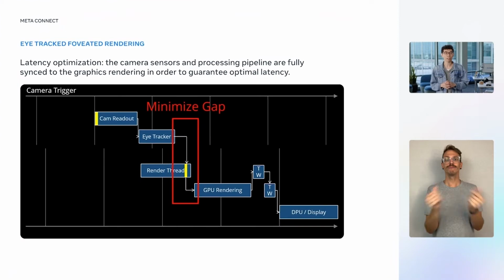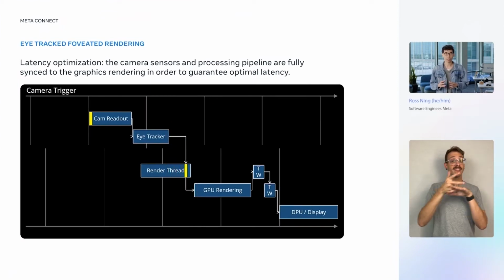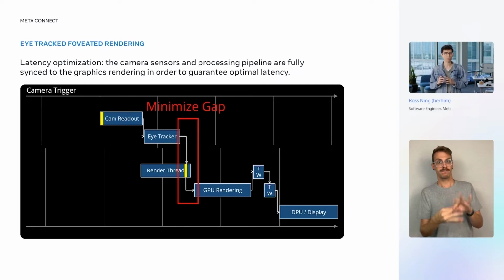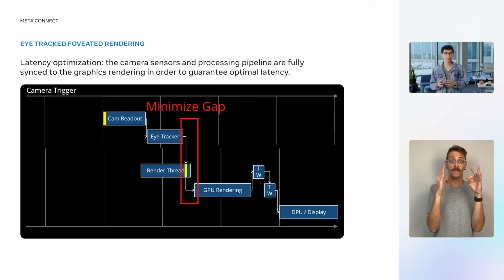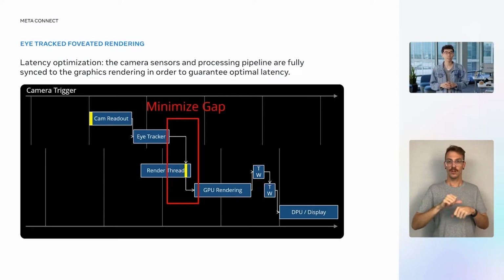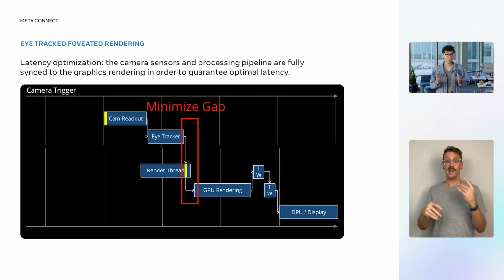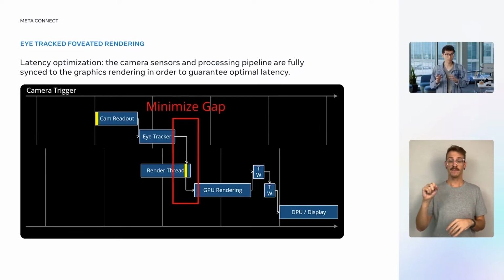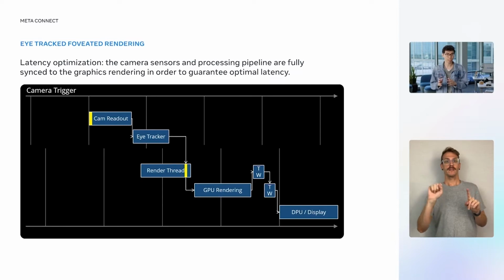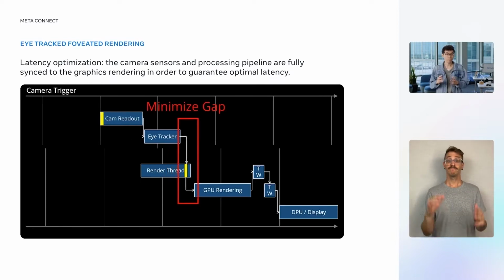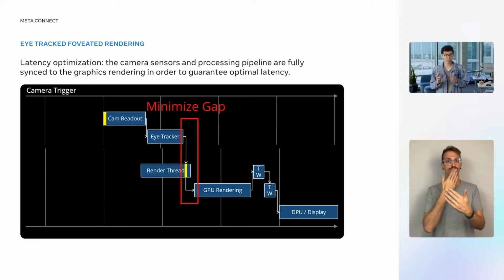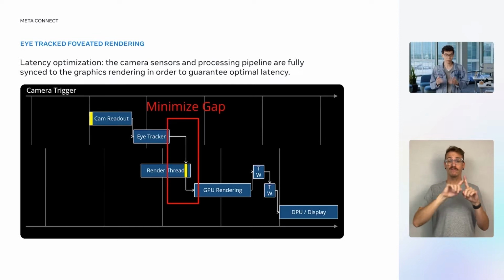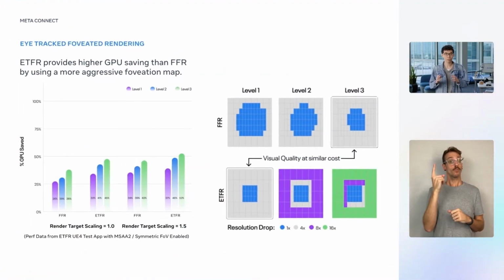In our ETFR pipeline, the camera sensors and the processing are fully synced to the rendering pipeline in order to minimize the latency between eye movement and the display time. The end-to-end latency measured in our UE4 application is roughly 46 to 57 milliseconds. Along with eye tracking gaze prediction, we're able to get a very good visual experience for all kinds of eye movement. One of the major benefits from ETFR is GPU saving.